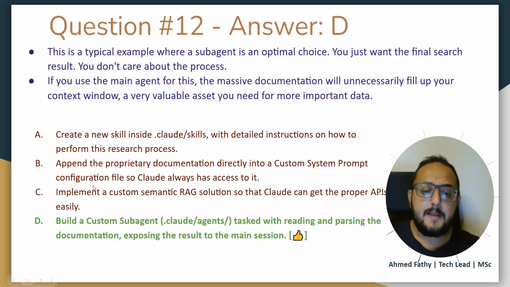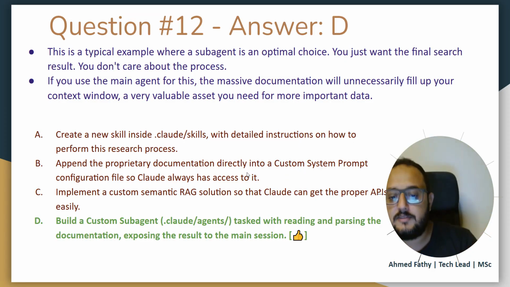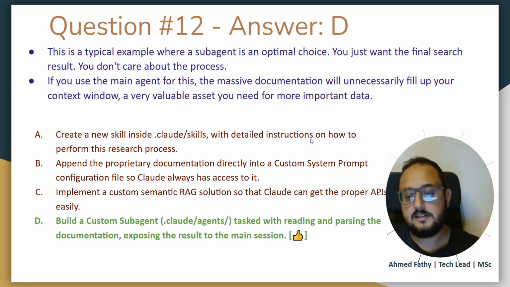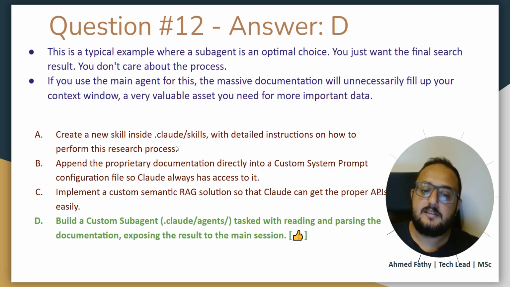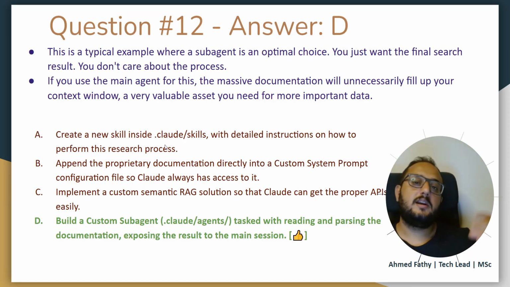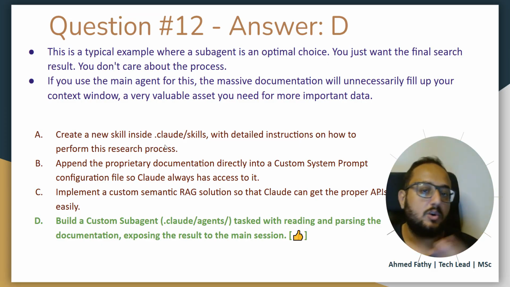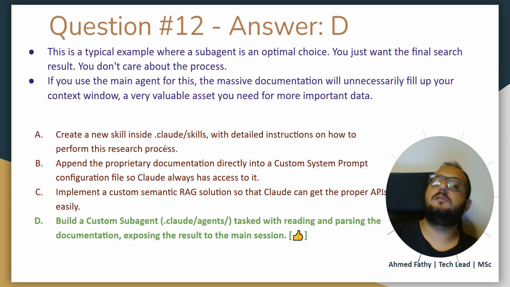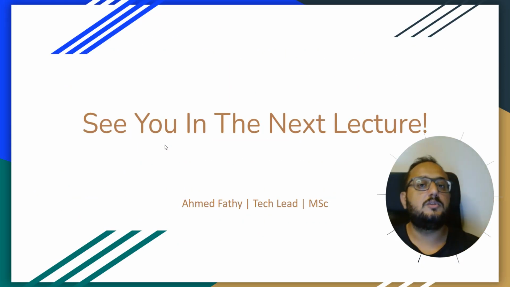Okay. Option B, append the documentation directly into a custom system prompt to the main agent. I mean, this will not save the context window. Option D, create a new skill inside .claude/skills with detailed instructions on how to perform the search process. I mean, this is still not super relevant. This will not save our context window as well, because even if you create the perfect skill, at some point you will need to search in the code base, which will clutter your context window anyway. So this is why sub-agents are the correct answer to this question, and this is what I wanted to say in this video.